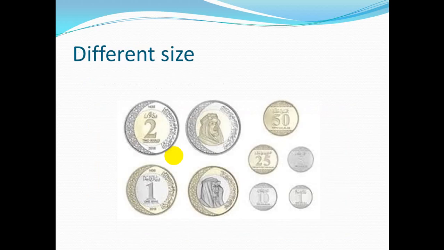Look at this example: Saudi Arabian coins. Not all the coins in Saudi Arabia have the same size, right? Some coins are smaller than the others, some coins are bigger than the others. So the coins here are an example of different sizes. So not all matter has the same size.